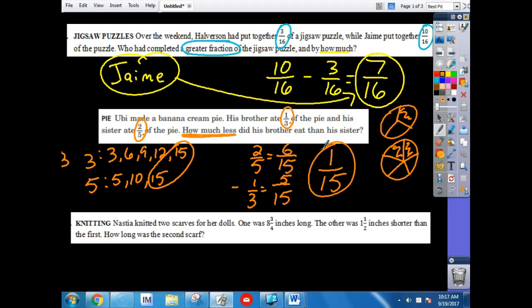Well, if you start out with this length and the other one was that much shorter, how long was the second scarf? I'm just going subtraction happy with these. This is going to be subtraction. I am going to have 8 3/4 minus 1 1/2.